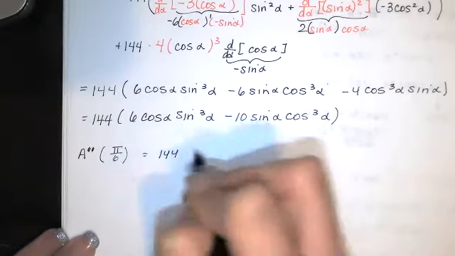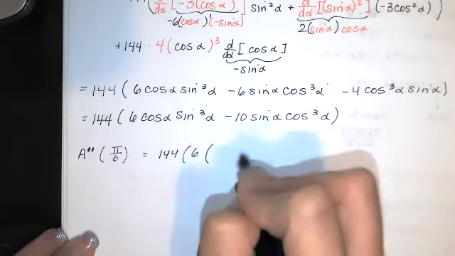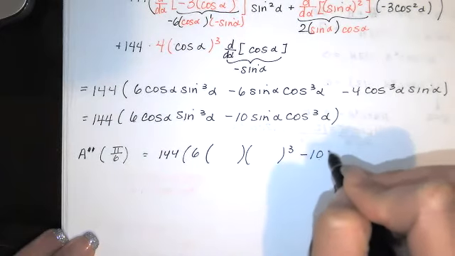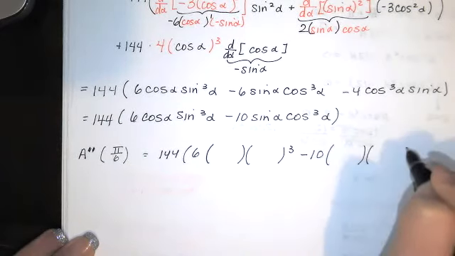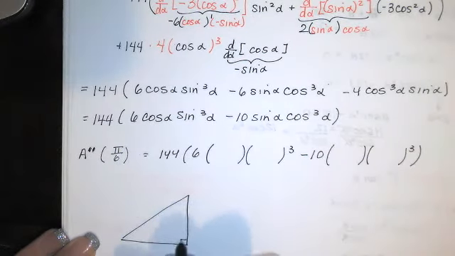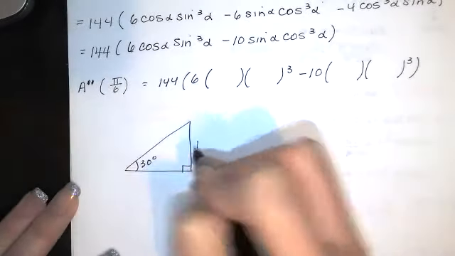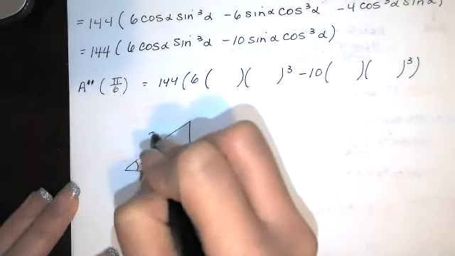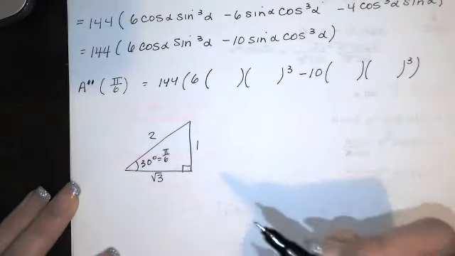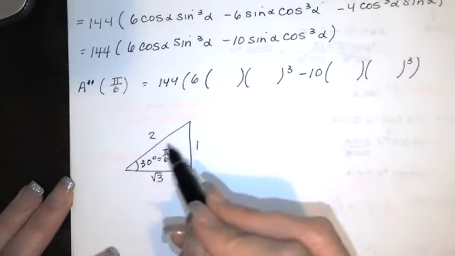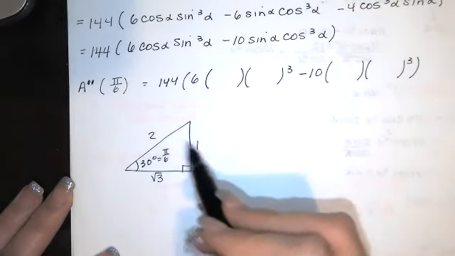So we have 144 times 6 times cosine of pi over 6 times sine of pi over 6 cubed minus 10 times sine of pi over 6 times cosine of pi over 6 cubed. So let's just look at a triangle. If this is 30 degrees, opposite the 30, and that's the same as pi over 6 radians, is a 1. This is a 1, 2, square root of 3 triangle. So sine of that angle is 1 over 2. So sine of alpha is 1/2.